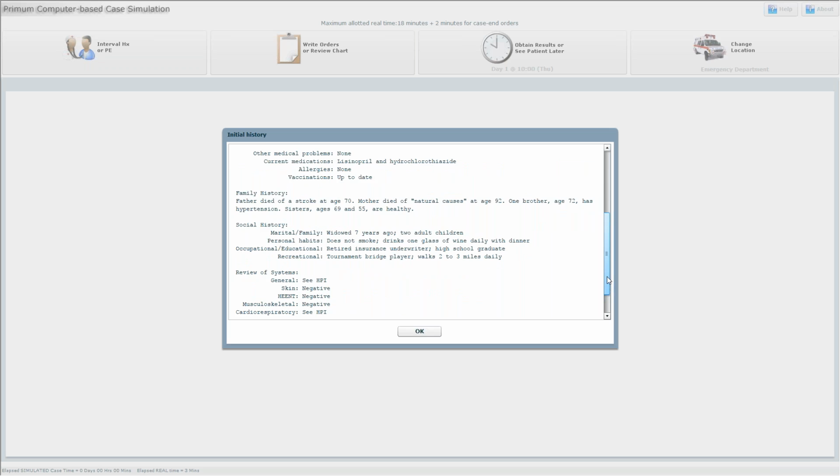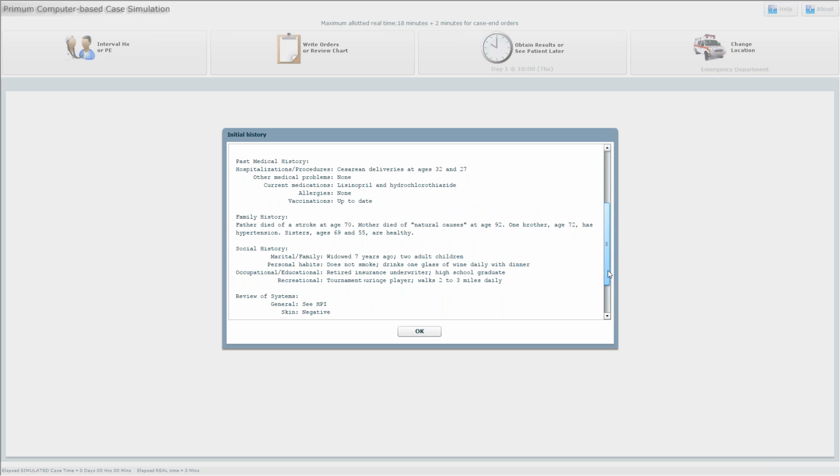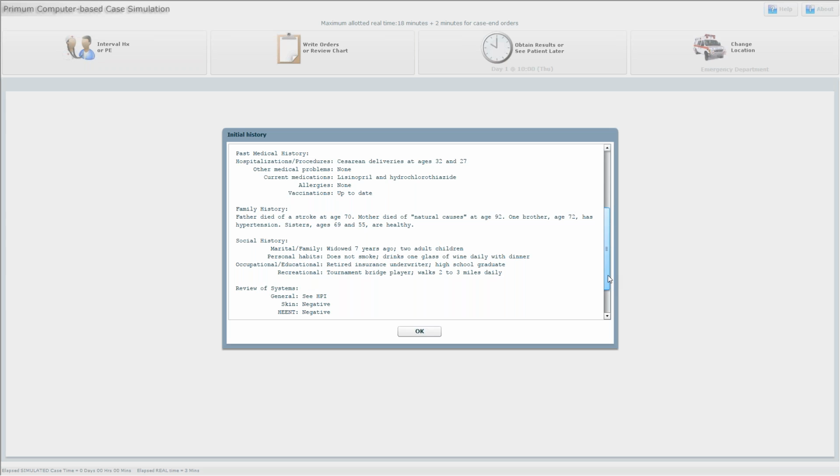In addition to that, she's hypertensive. She has always been hypertensive and is on lisinopril and hydrochlorothiazide. So I would quickly scan things right there. Look at your real time. Don't miss your real time, because you're at 3 minutes of real time right now. This is the real time. Look at that, 3 minutes. See? Now the next thing is she doesn't smoke. She drinks one glass of wine daily. Family history: father died of stroke. So that's where we are here.